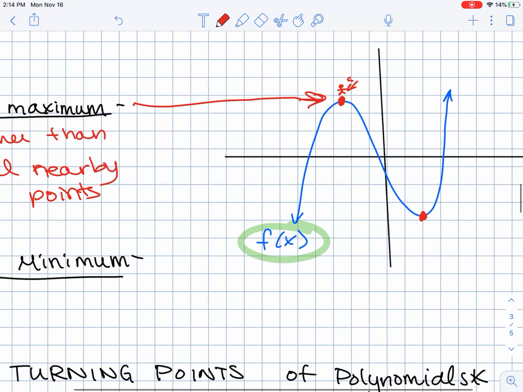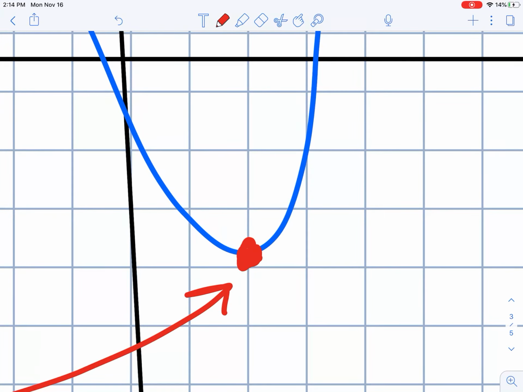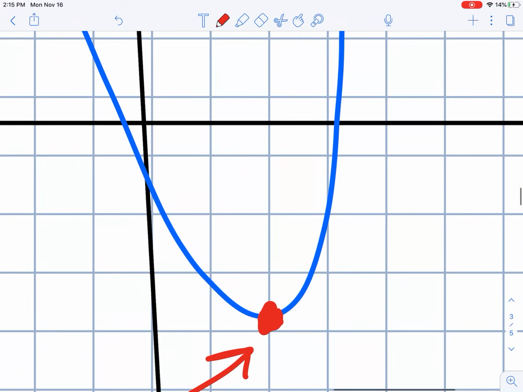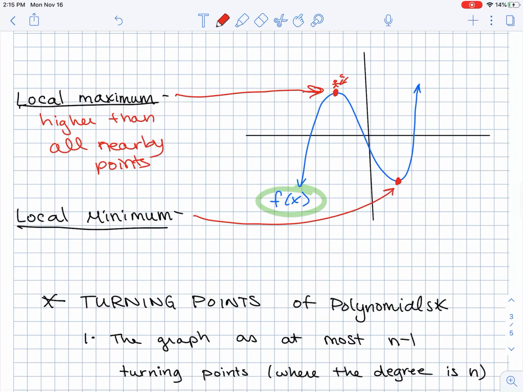And if we were looking for a local minimum, I would look for something that looks like a valley, like this. So if I were to zoom in right there, I don't know what's going on anywhere else, but I know in this region of the graph, this is the lowest point, or like a valley. So that's going to be our local minimum, which is lower than all nearby points.